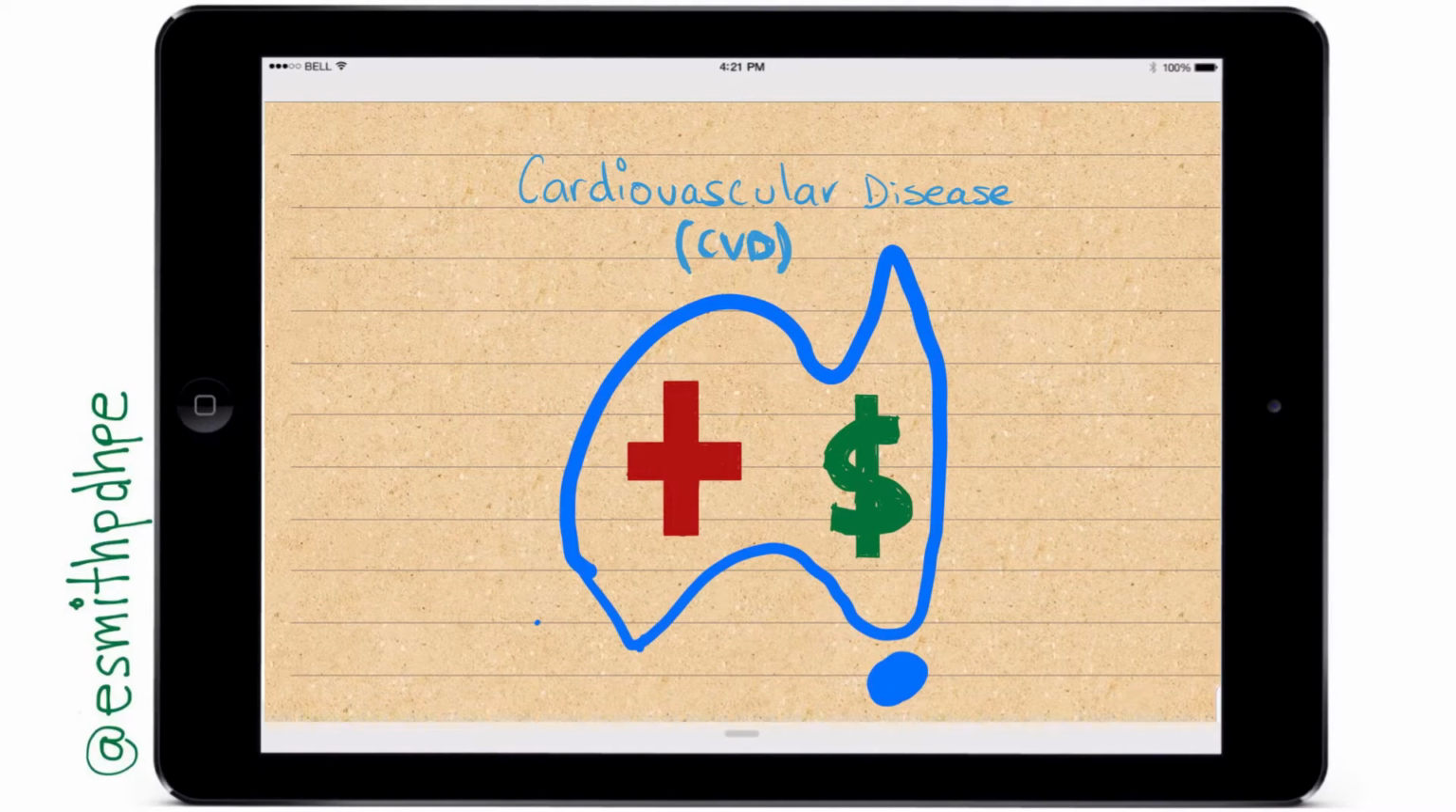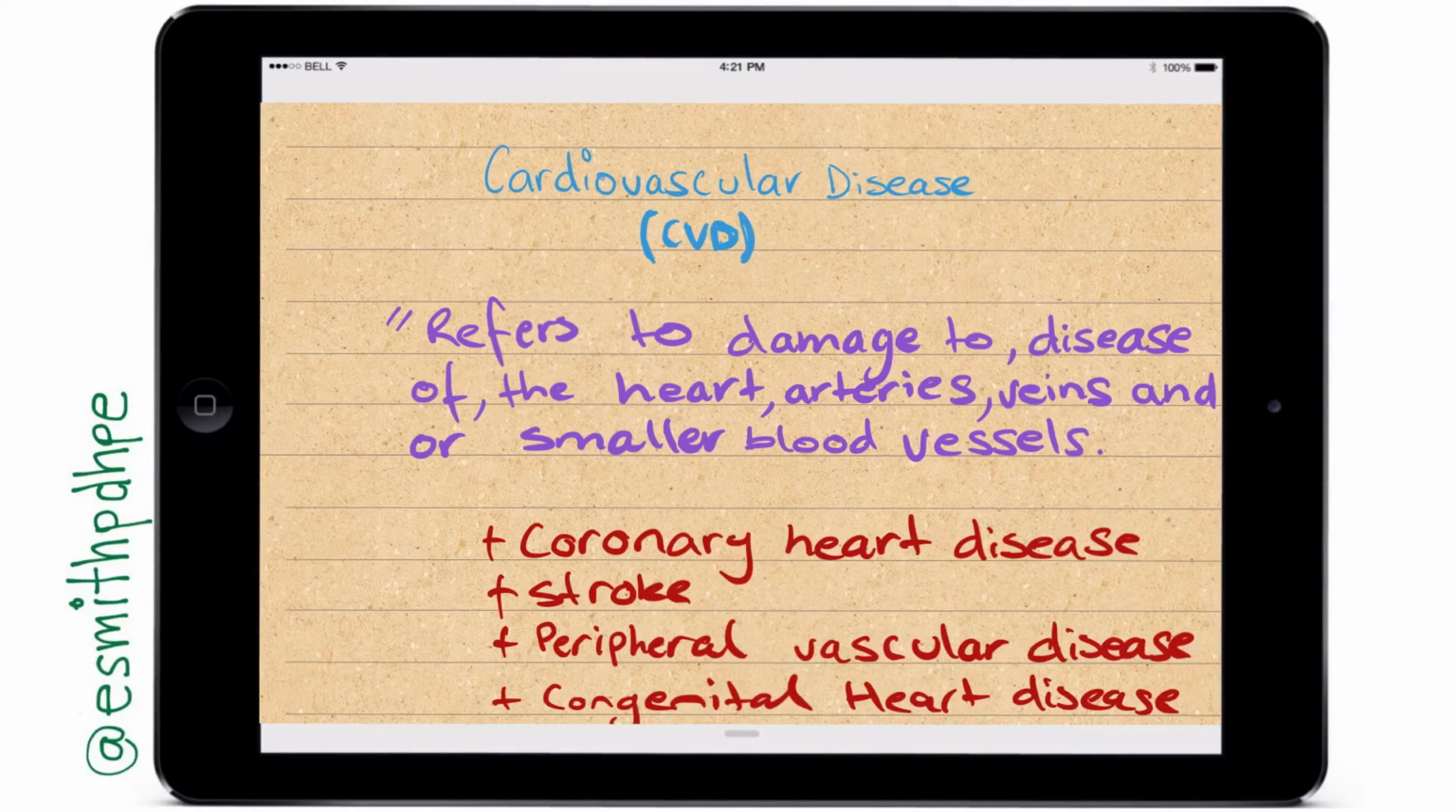Cardiovascular disease has been identified as a health priority area because it's a major health and economic burden on Australia as a population. When we define cardiovascular disease, we're looking at the fact that it refers to diseases of the heart, arteries, veins, or smaller blood vessels. Specifically, we have a look at coronary heart disease, stroke, peripheral vascular disease, and congenital heart disease.